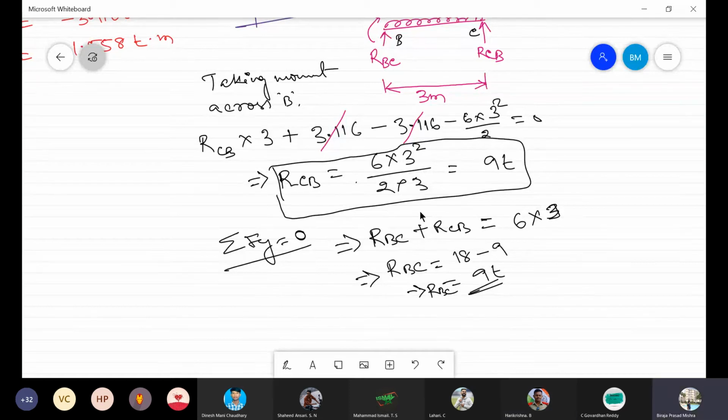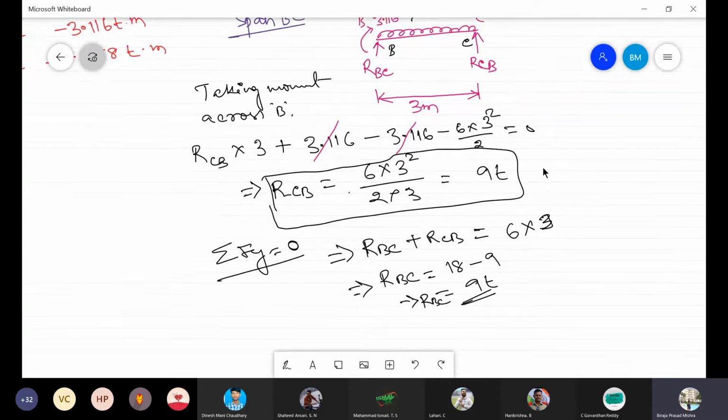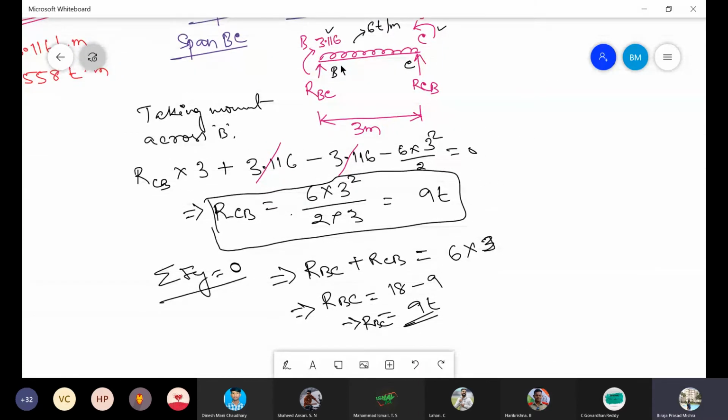Understood? Now, since this is a UDL, where will be the maximum bending moment? At midspan, at the center, at 1.5 meters. Yes, that's fine.